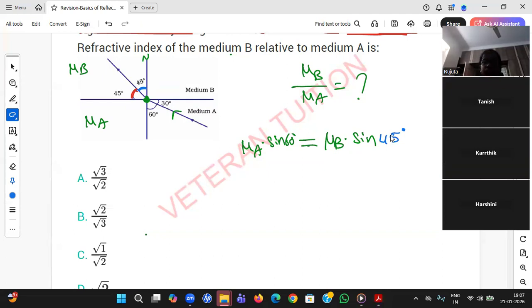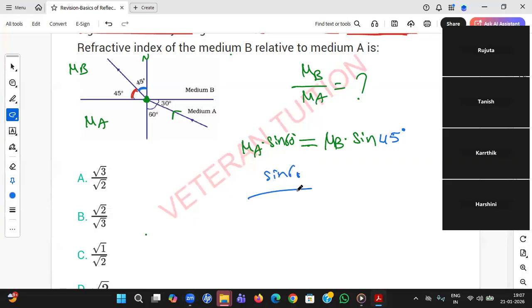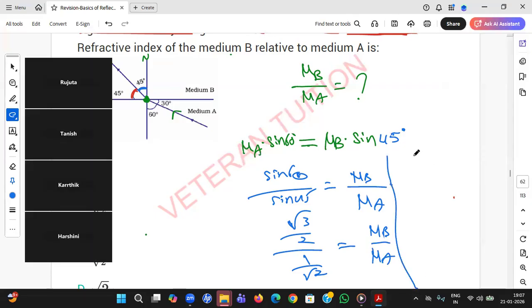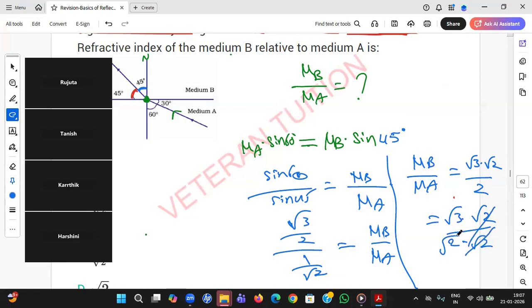Yes, right answer, Karthik. Same thought. So student, sine 60 by sine 45, you can do it. Mu of B by mu of A. Okay, I'm speeding up. Sine 60 is nothing but root 3 by 2, by 1 by root 2, equal to mu of B by mu of A. Which is nothing but mu of B by mu of A equal to root 3 into root 2 by 2. See, all your math should help you. Root 2 can be written as root 2 into root 2. This gets cancelled. Root 3 by root 2 is the right answer.